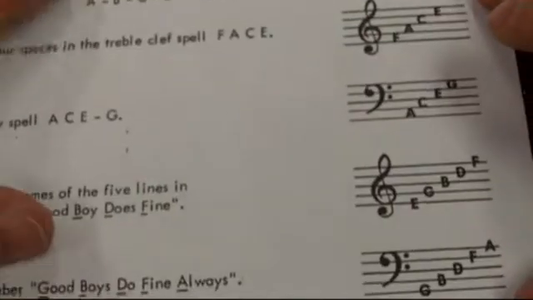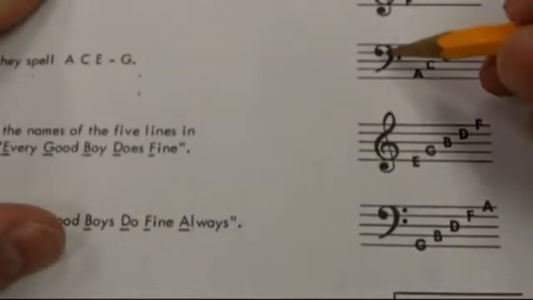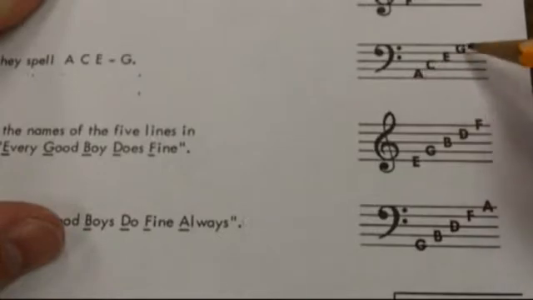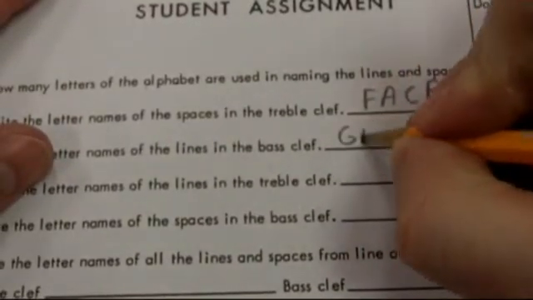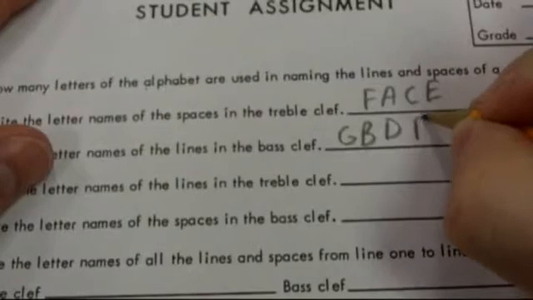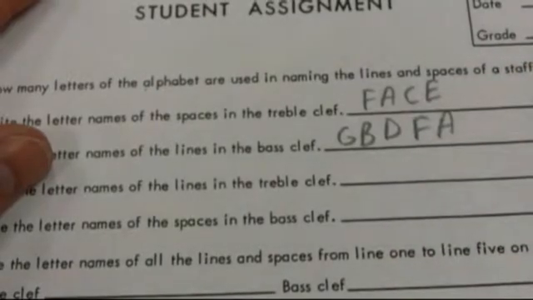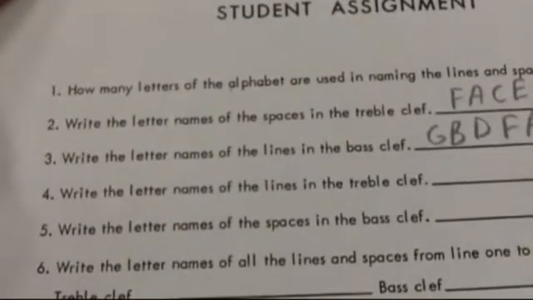Okay? And then, number 3, write the letter names of the lines in the bass clef. Now, it's going after the lines. So, we've got the bass clef, but these are spaces, so we need to go to the lines. G, B, D, F, A. That's what we're looking at. G, B, D, F, A. Got it? All right.